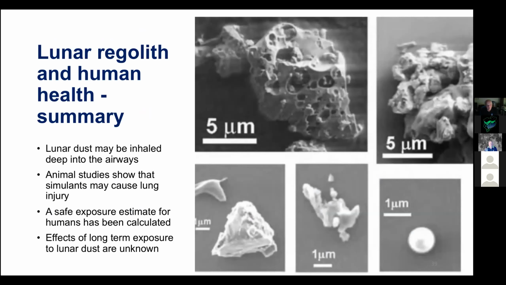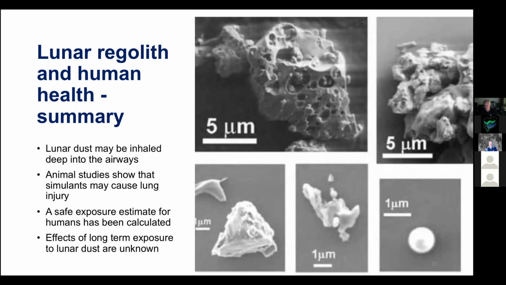So just by way of a summary, because we're nearly there now, I think I'm just about on time. By way of human health, lunar dust may be inhaled deep into the airways. Again, it depends on the size of the particle. The smaller the particle, the deeper it will go. Animal studies have shown that simulants may cause lung injury, which is a little bit worrying, again, when we think about longer term missions for human beings.